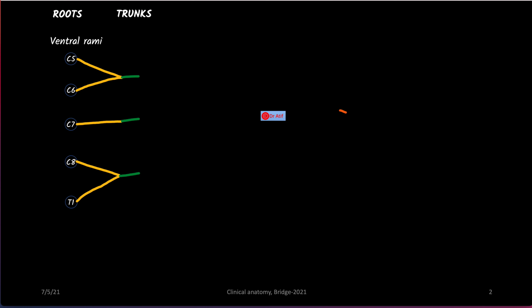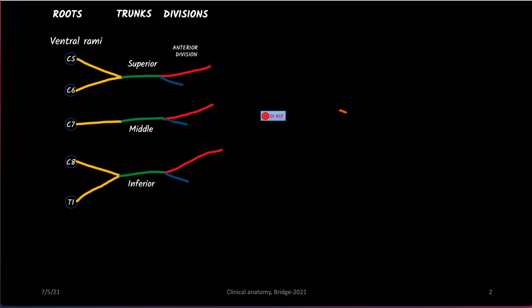Trunks, which you can see in green, and they are labeled as superior, middle and inferior. After that, each trunk divides. Divides how? Into anterior and posterior. You can see the red color indicates the anterior division, and the blue color indicates the posterior division. So now we are clear. My superior trunk divides into anterior and posterior, middle, anterior and posterior, inferior, anterior and posterior.